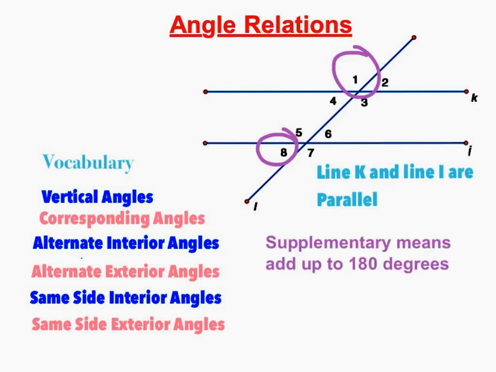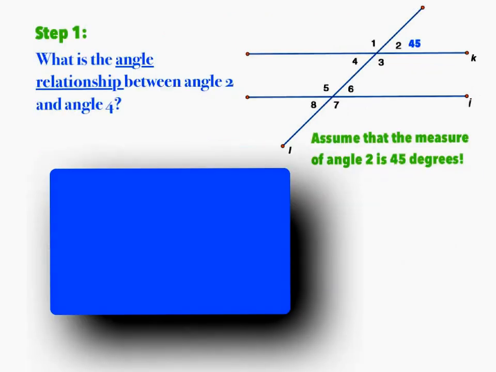Both same-side exterior and same-side interior angles are supplementary. This means that their angles add up to 180 degrees. For example, angle 8 and angle 1 add up to 180 degrees. Now let's get to the problem.